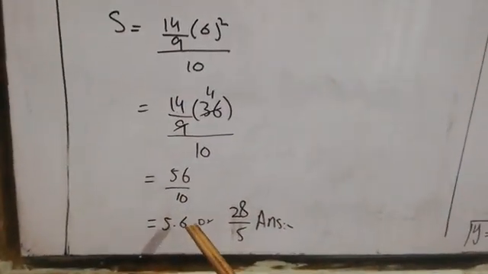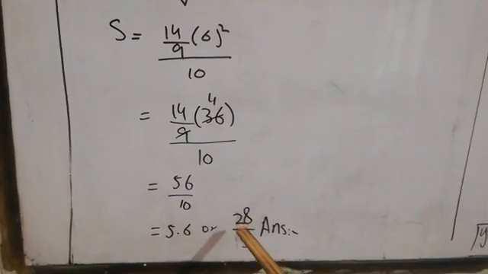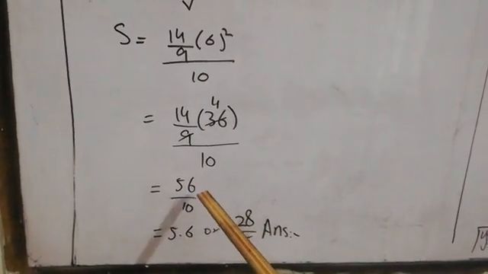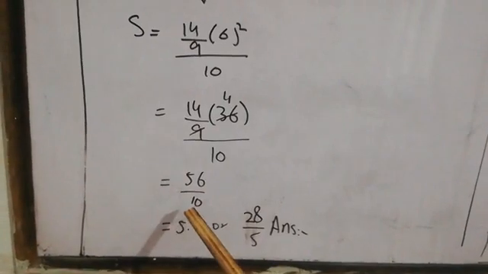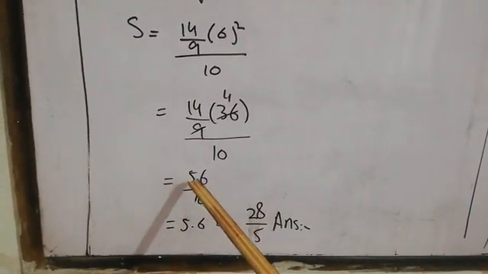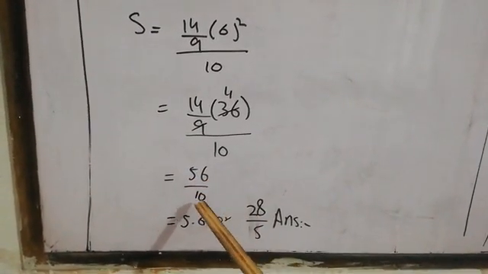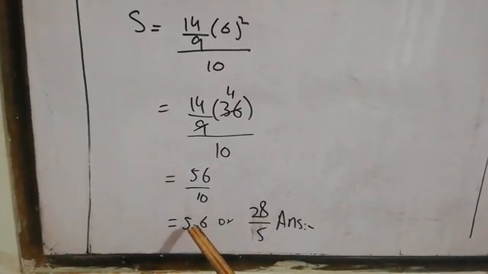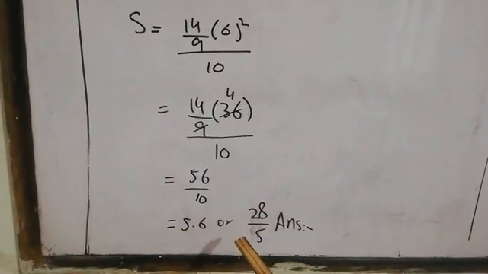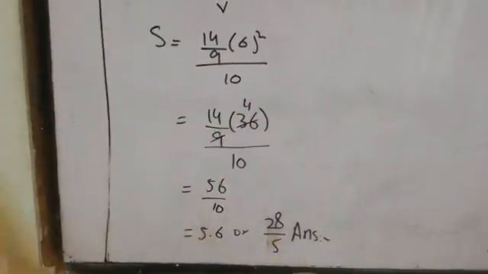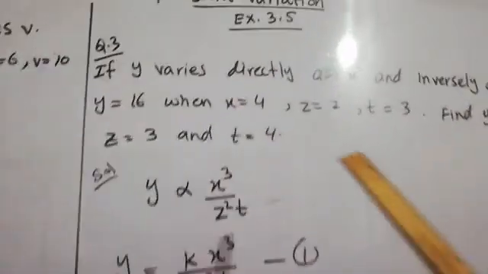We can write the answer in the decimal form as well as in the fraction form. In fraction form, we will divide the fraction by 2. 2 2s are 4, 2 8s are 16 and 2 5s are 10. So the answer will be 5.6 or 28 by 5. This is the value of S. Now move to question number 3.